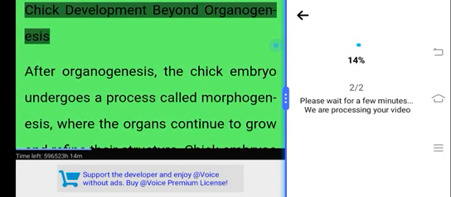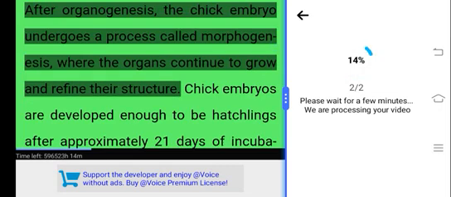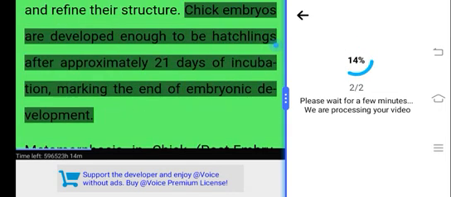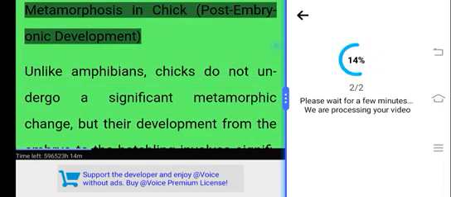Chick development beyond organogenesis. After organogenesis, the chick embryo undergoes a process called morphogenesis, where the organs continue to grow and refine their structure. Chick embryos are developed enough to be hatchlings after approximately 21 days of incubation, marking the end of embryonic development. Metamorphosis in chick post-embryonic development.